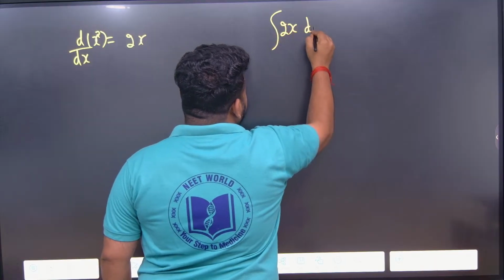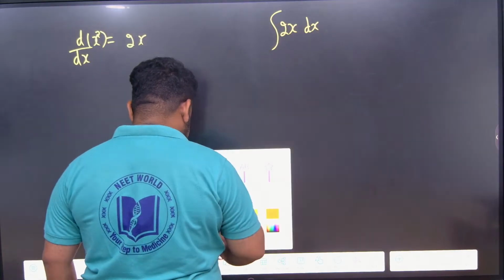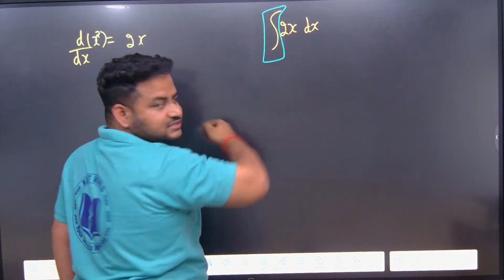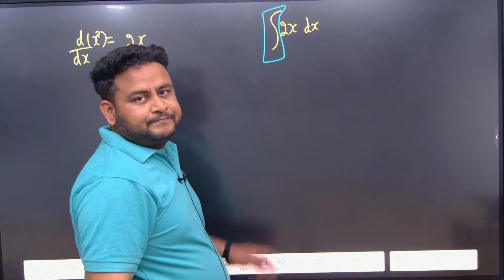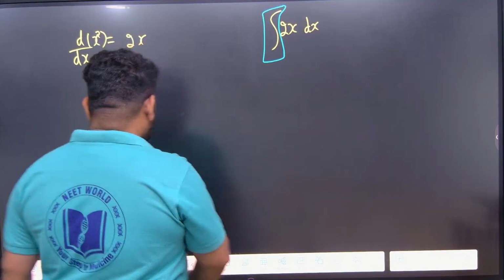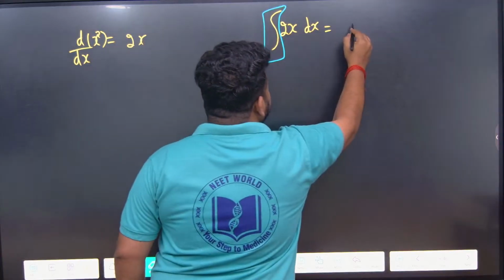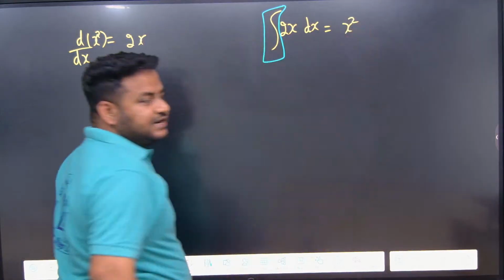I'll write the integral of this. See here, this large s value, or you can say snake like this, is called the integration symbol. This is the integration symbol, friends. So, integral of 2x, what is the answer we'll get? I'll get x square.